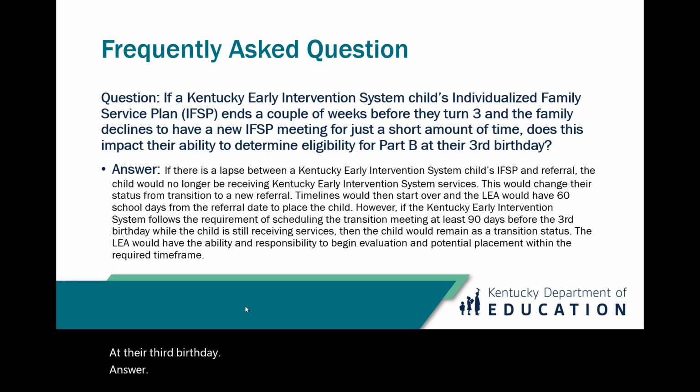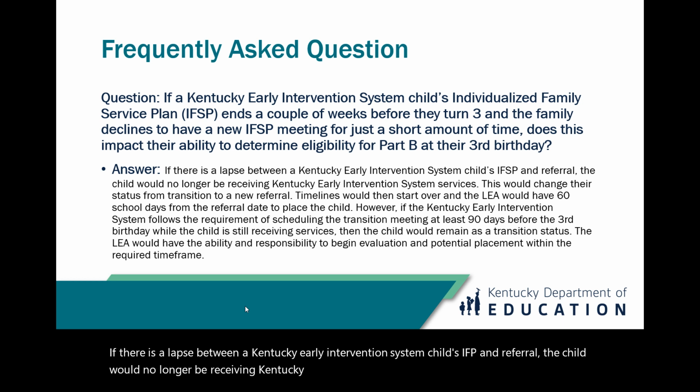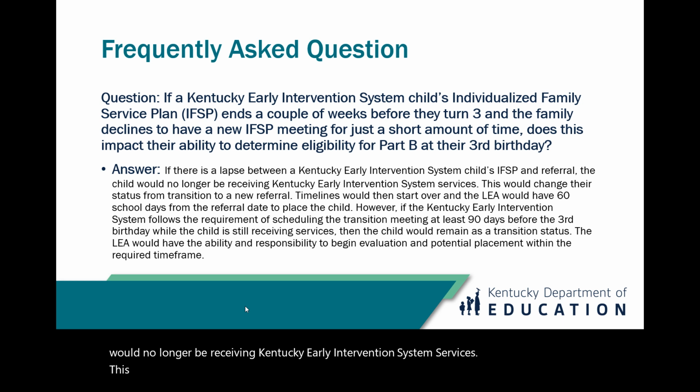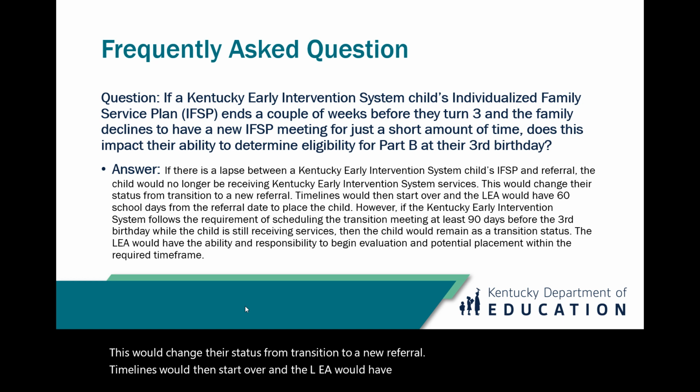If there is a lapse between a Kentucky Early Intervention System child's IFSP and referral, the child would no longer be receiving Kentucky Early Intervention System services. This would change their status from transition to a new referral. Timelines would then start over and the LEA would have 60 school days from the referral date to place the child.